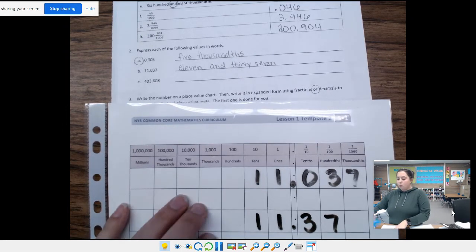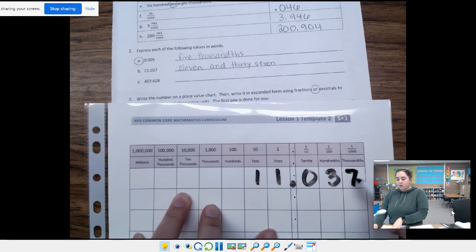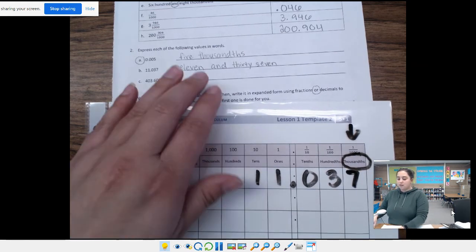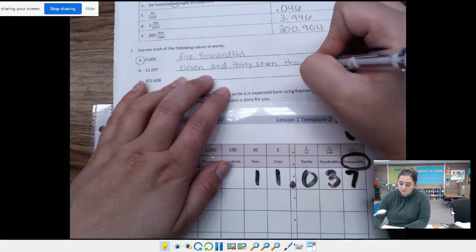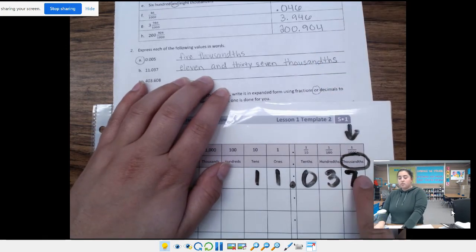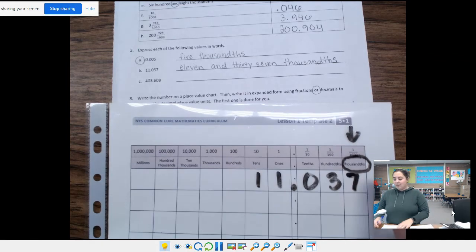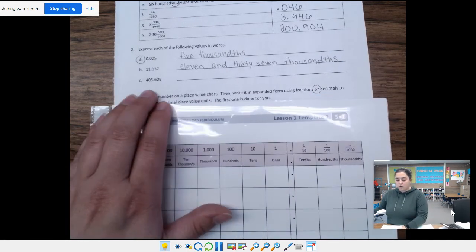So we have to say, where does it end? Where does it reach? Our last number here goes all the way to this column. What is that column? It's our thousandths. I'm going to say 37 thousandths. Remember, this word is written here. No reason to spell it wrong. All right, let's do one last one together. I want you to try it by yourself first.